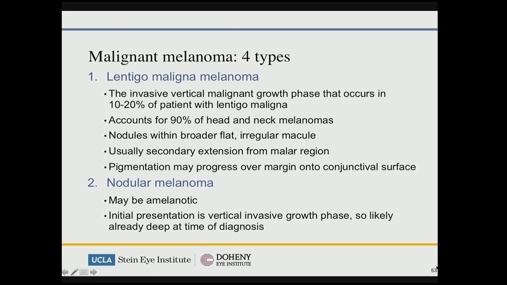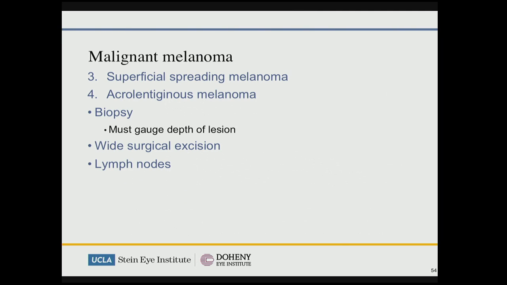Nodular melanoma may be amelanotic, and its initial presentation is the vertical invasive growth phase, so it's likely already deep at the time of diagnosis. Superficial spreading melanoma and acrolentiginous melanoma are not typically seen on the eyelid. Acrolentiginous melanoma specifically refers to melanomas on the palms of the hands or the soles of the feet.